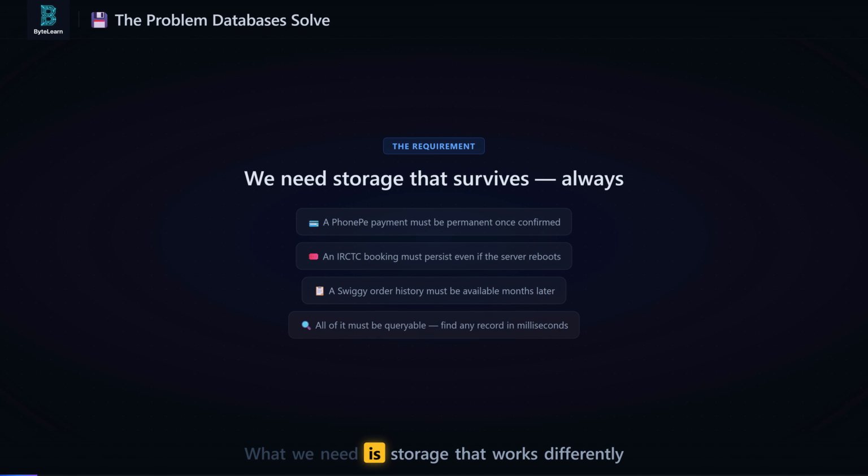What we need is storage that works differently. We need data to survive power loss, server restarts, and hardware failures. We need the same data to be accessible to thousands of users simultaneously. We need to be able to find any specific record, your PhonePe transaction from 6 months ago, in milliseconds, not hours, and we need guarantees. If a payment is marked completed, it must be completed with no exceptions.